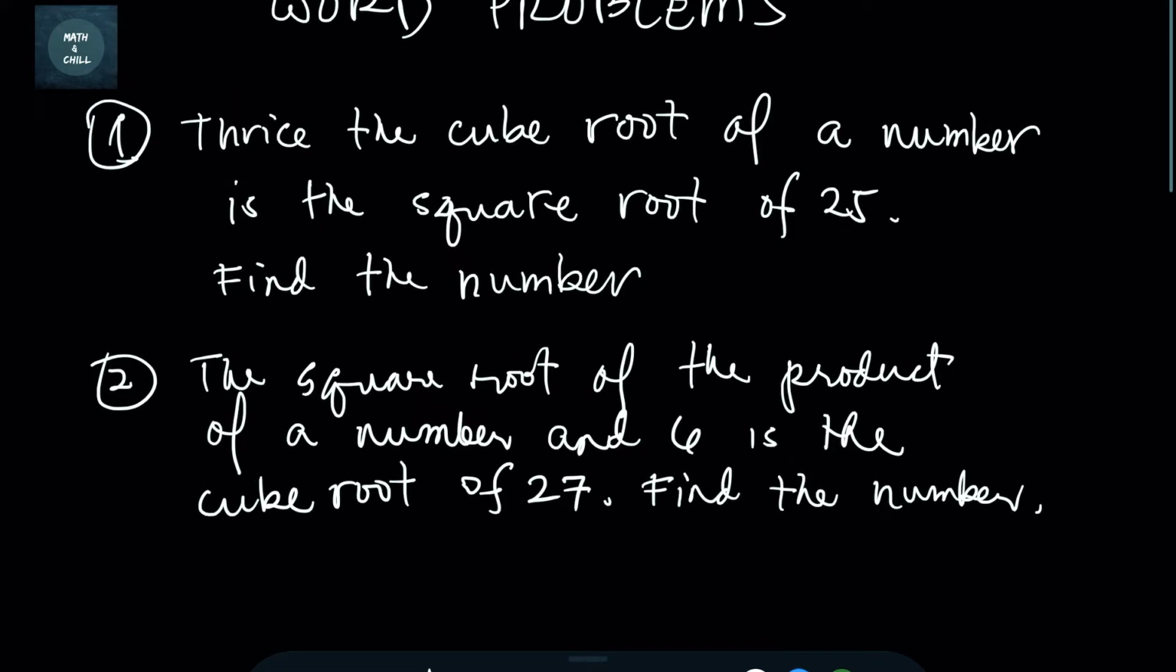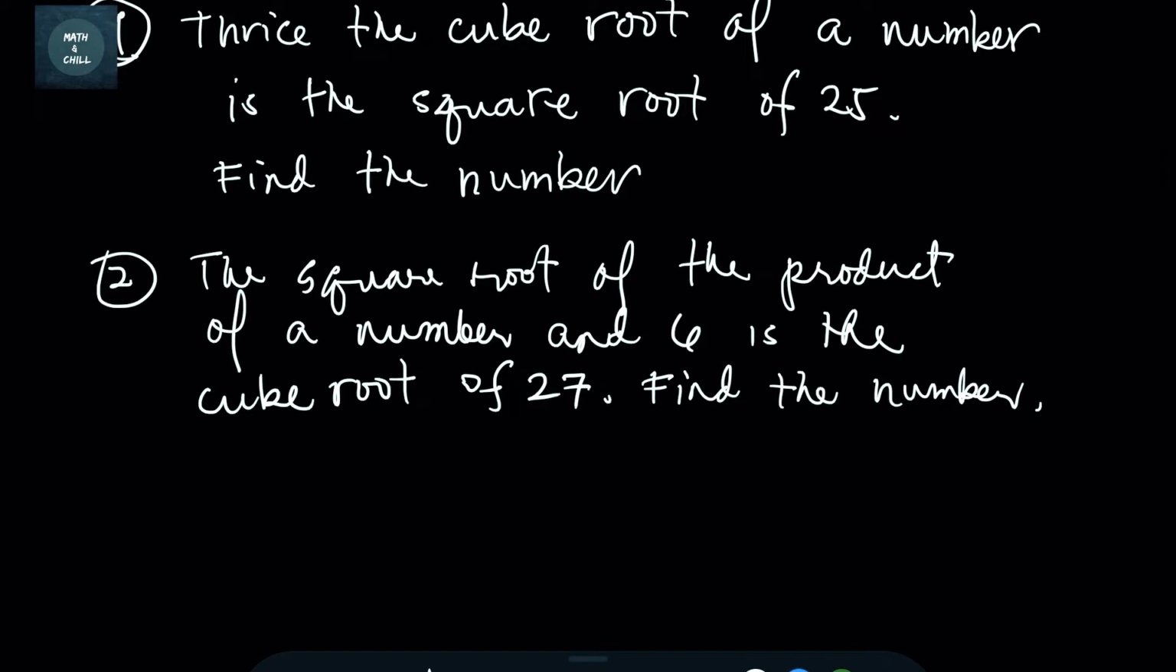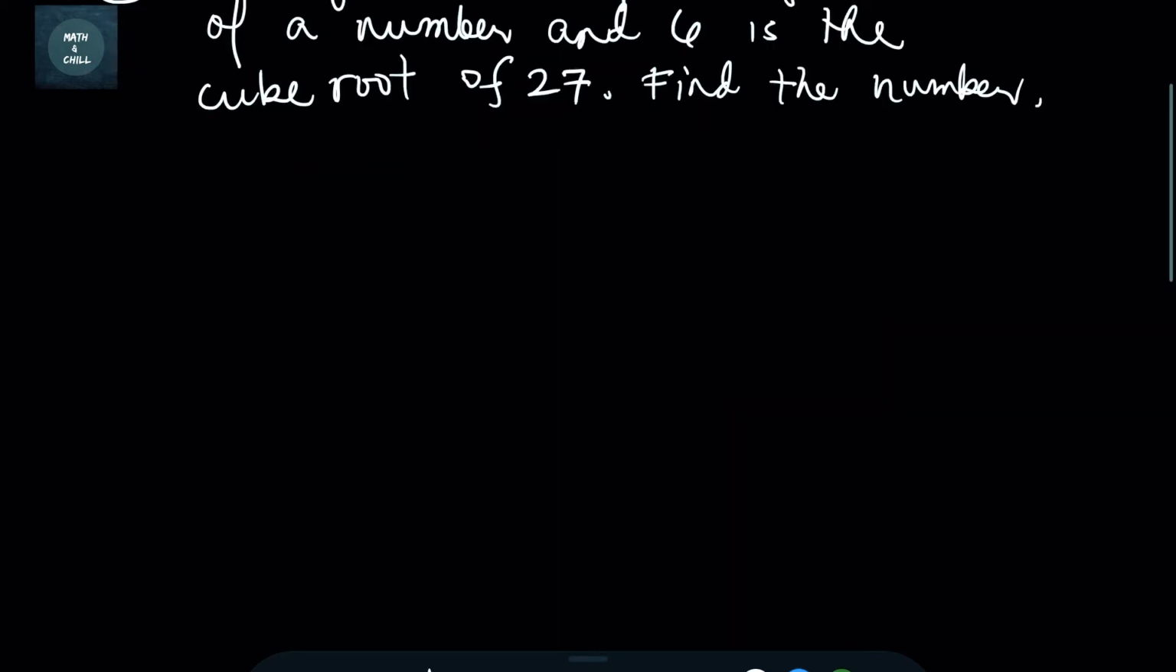So let's try to solve number 1. Let us attempt the problem: thrice the cube root. Number 1, solution. Let us solve number 1.